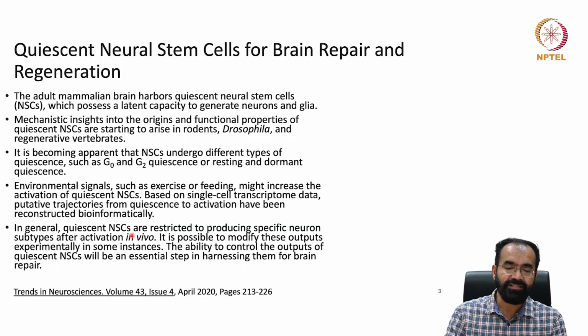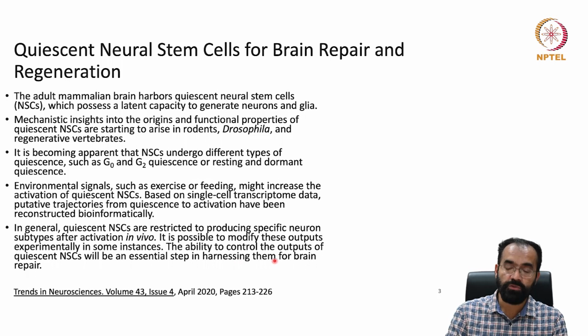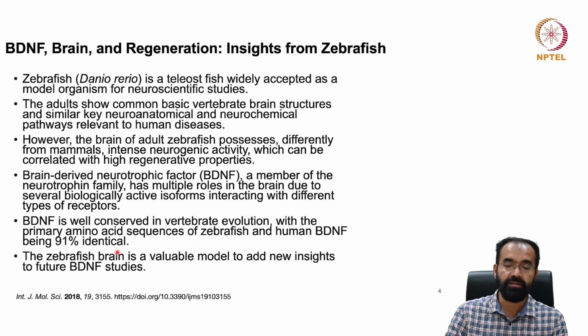In general, quiescent NSCs are restricted to producing specific neuron subtypes after activation in vivo. It is possible to modify these outputs experimentally in some instances. You can tweak the output. What are the possible cell types that are going to come from a particular activation event? The ability to control the outputs of quiescent NSCs will be an essential step in harnessing them for brain repair. Brain repair means brain regeneration. Those who are interested can read this Trends in Neuroscience article.